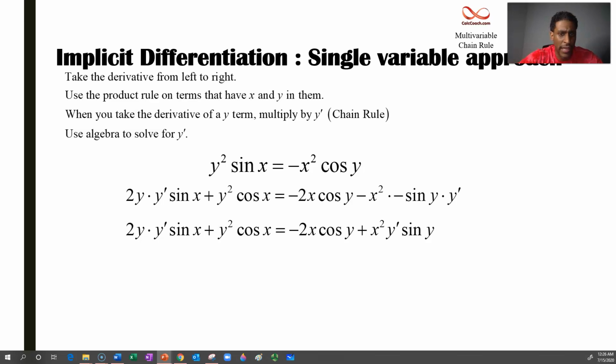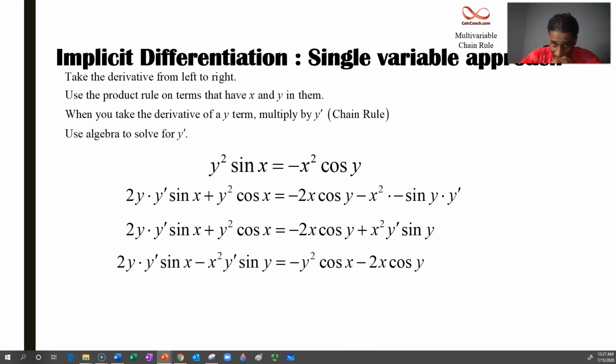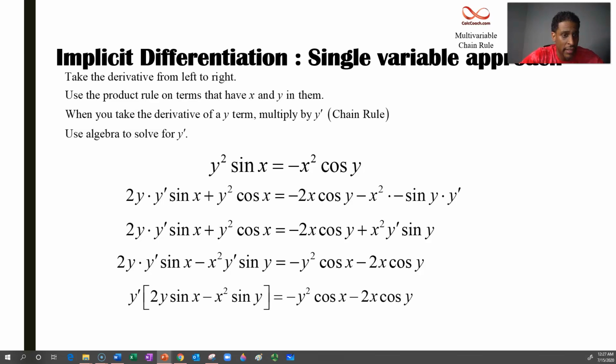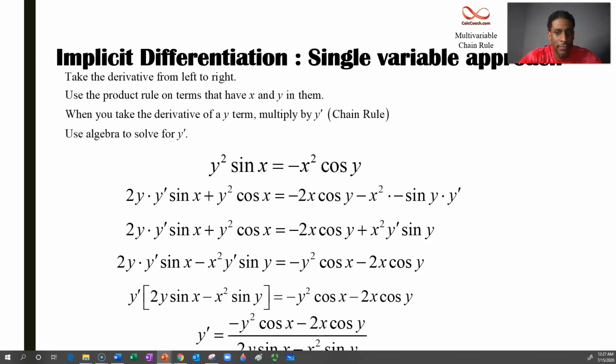Now let's just hit it with algebra. We want to get the terms that have y prime over on the left-hand side, the terms that don't have y prime over on the right-hand side. So subtract over x squared y prime sine y, and subtract over y squared cosine y. Factor out the y prime from the left-hand side, leaving you with the factor of 2y sine x minus x squared sine y, and just divide by it.